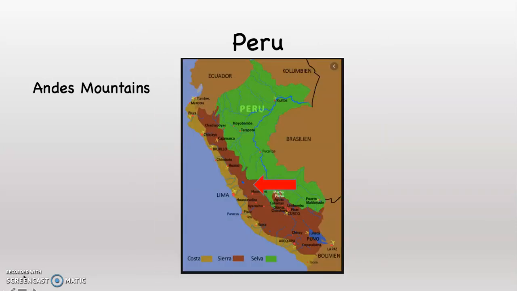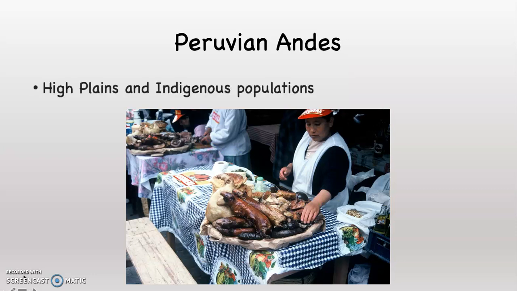Then as you move up into the Andes Mountains, the people are mostly indigenous, and many of these people live in a high plains area. One of the high plains areas is called the Altiplano, which if you read the textbook, you know about. The indigenous population survived there.